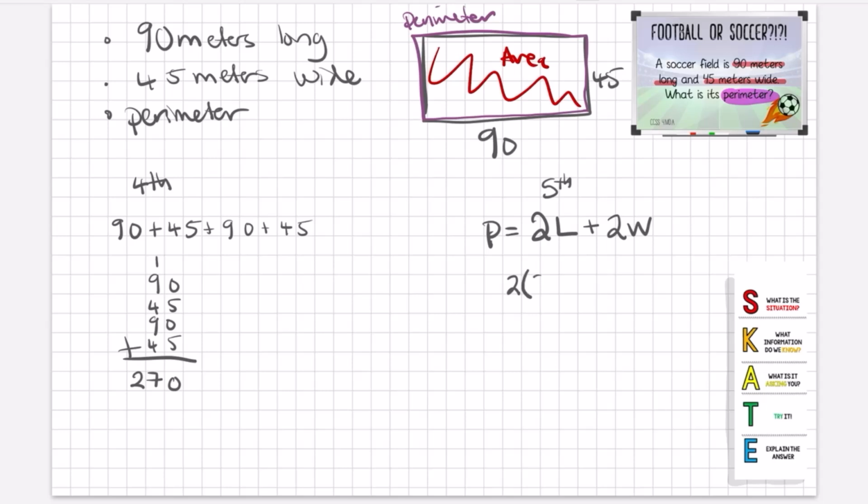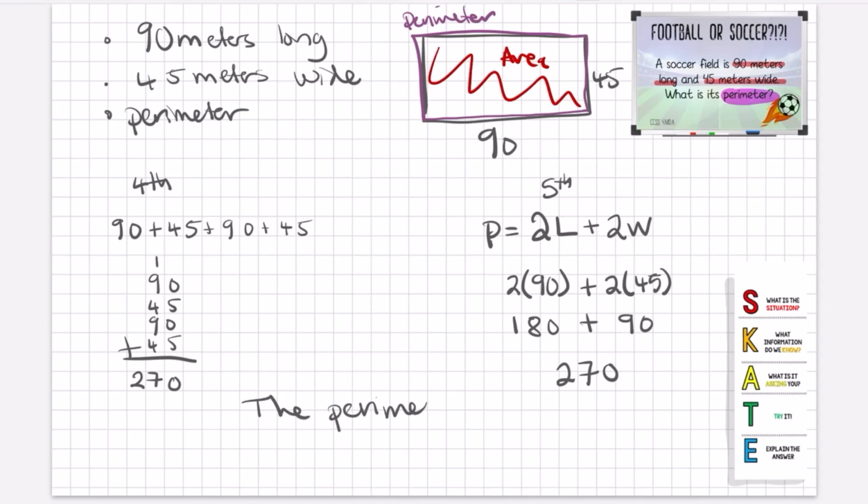So here let's look at the 5th grade example. 2 times 90 and 2 times 45. When I have a number touching the outside of a parentheses, that means multiplication. So 2 times 90 is 180, 2 times 45 is 90, and when I add them together, I get 270. The perimeter of the football field is 270 feet long.